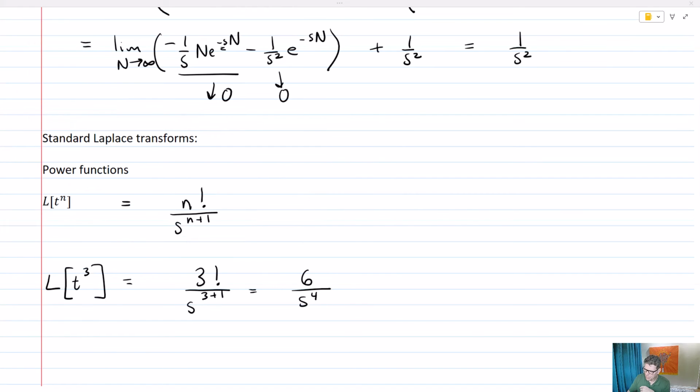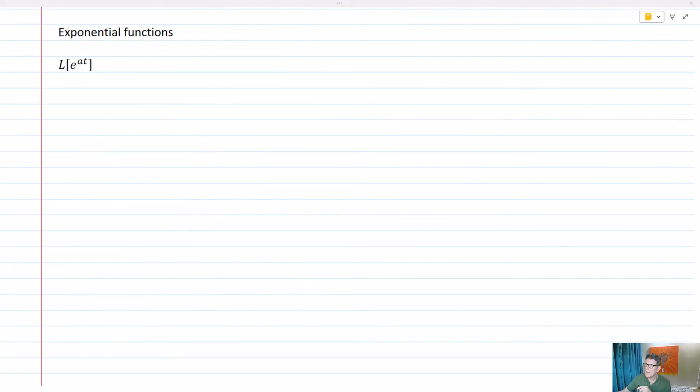One thing to note in the case of the power function, in all cases, s is going to have to be greater than 0. Now let's look at exponential functions. Let's find the Laplace transform of e to the at, where a is some kind of constant. The Laplace transform for e to the at is going to end up equaling 1 over s minus a. Pretty simple there. And actually, if you go in and do the Laplace transform, you'll see this is how it works out. It works out very simply.